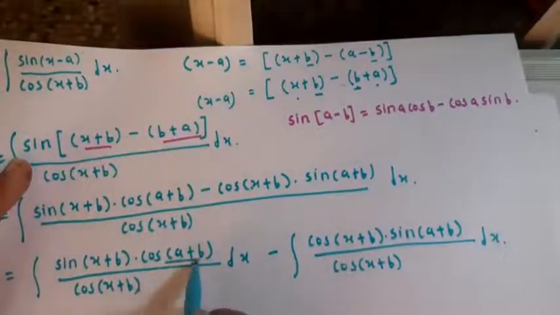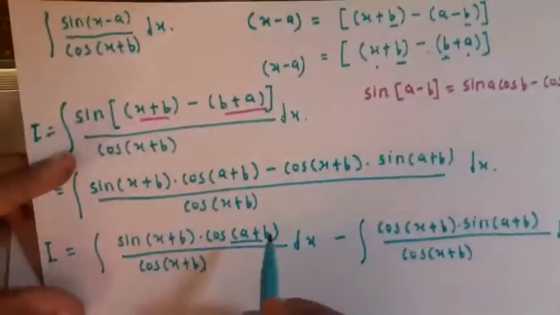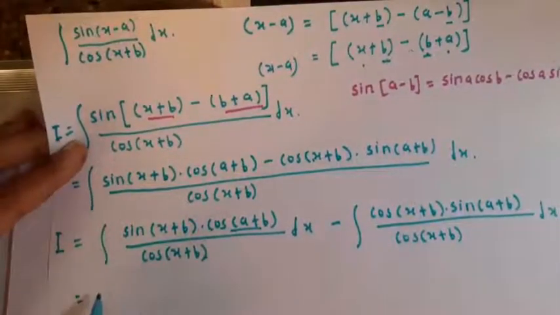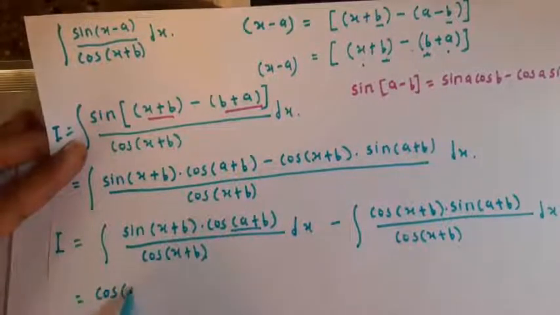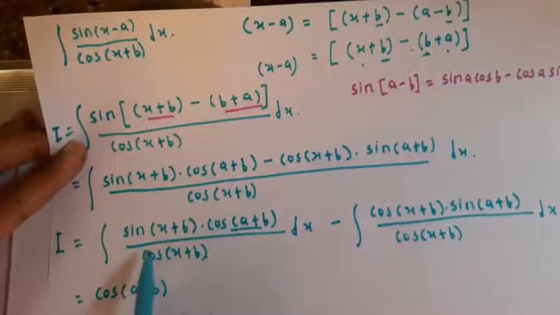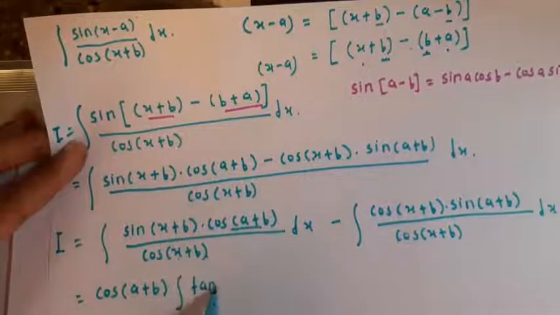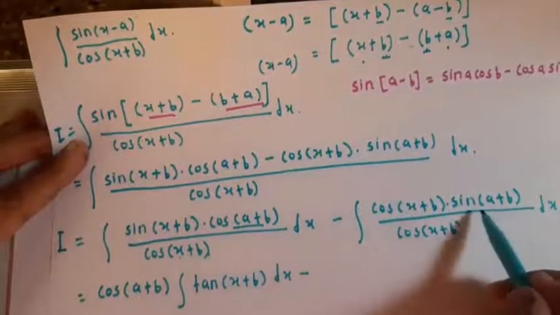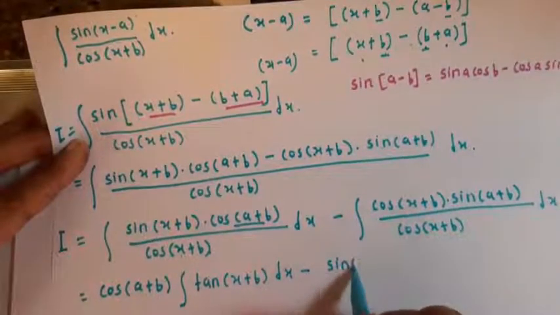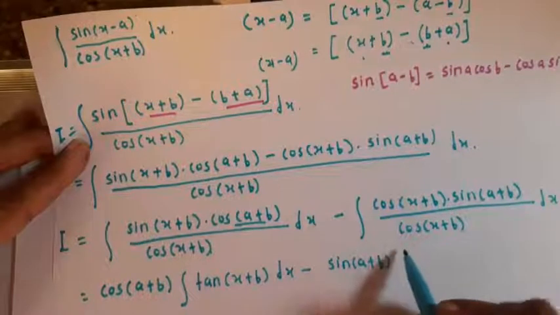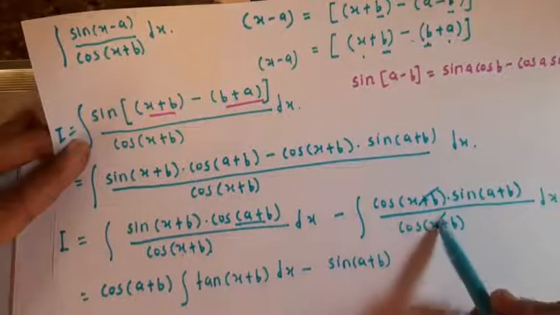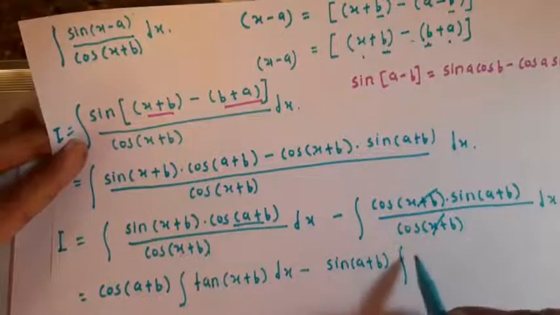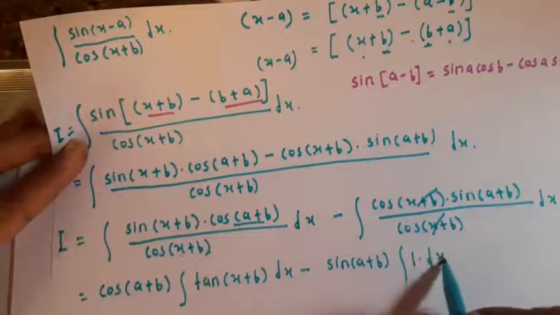Okay students, so let us see here cos of a. In the first integration, cos of a plus b is the constant term, so take it outside while solving the integration. So cos of a plus b as a constant, and sin of (x plus b) upon cos of (x plus b) is tan of (x plus b) with respect to x, minus sin of a plus b as a constant, keep it outside, and cos of (x plus b) cancels, and the integration of 1 with respect to x.